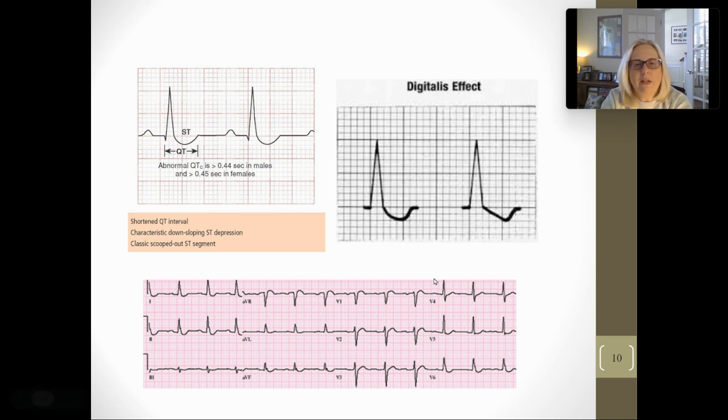Okay. If you look down here in EKG, we see a full EKG here. You can see some scooping here, some scooping here, scooping here, here, and here. So it's not in all of them, it just happens to be in some of them, wherever the heart has needed the most help, okay, in those regions of the heart. So that's what the digitalis effect is.